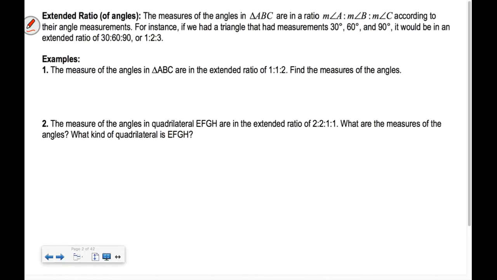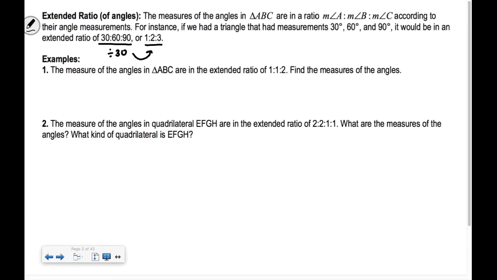All right, so the extended ratio, that's what I was just talking about. It says the measures of the angles ABC are in a ratio of measure of angle A to measure of angle B to measure of angle C according to their angle measurements. For instance, if we had a triangle that was 30, 60, 90, it would be an extended ratio of 30 to 60 to 90, or 1 to 2 to 3 if you reduce it down. See how I divided everything by 30 to get this. Okay, so we reduce it down.